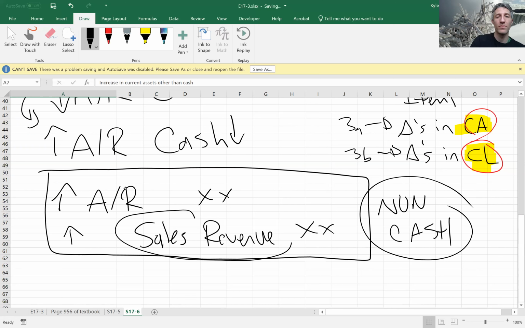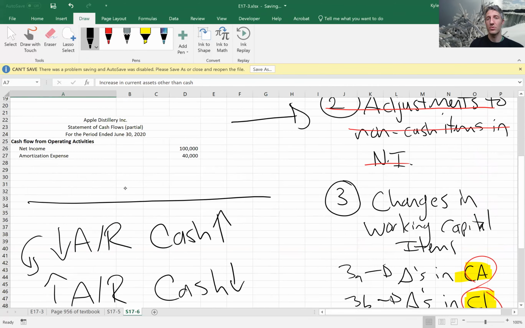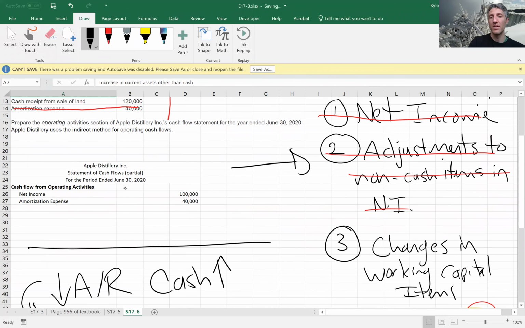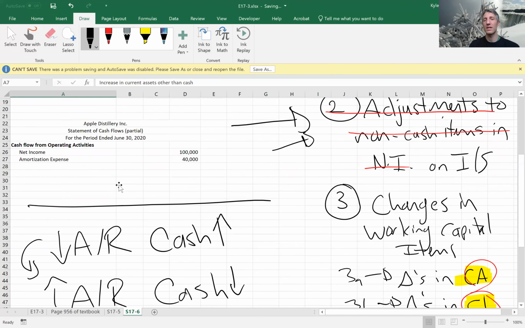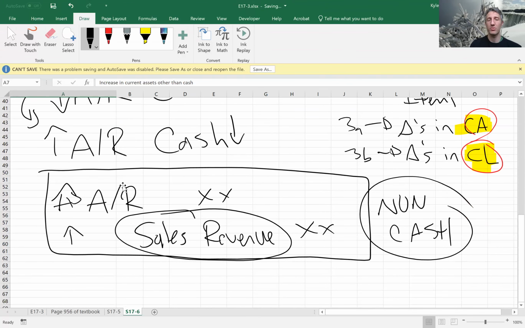Yes, there was revenue for it, but we didn't know it was accounts receivable related until we looked at the changes from year to year of accounts receivable. So we do in step 2 adjustments for non-cash items included in net income. That's on the income statement. And then in step 3, we're basically just doing the same thing. We're just looking at the balance sheet now to figure out which transactions are going to impact net income.